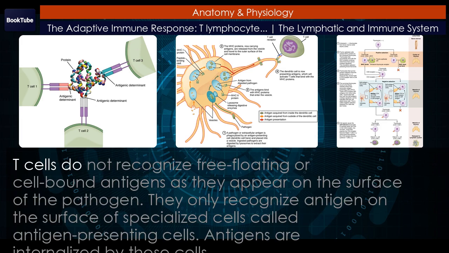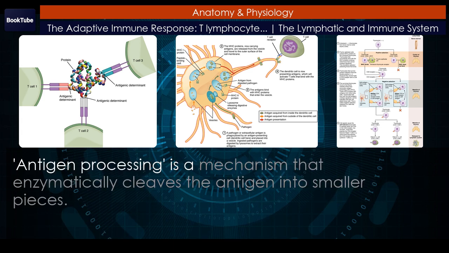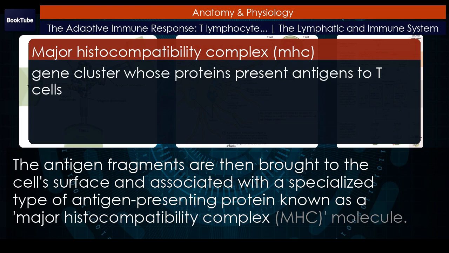T cells do not recognize free-floating or cell-bound antigens as they appear on the surface of the pathogen. They only recognize antigen on the surface of specialized cells called antigen-presenting cells. Antigens are internalized by these cells. Antigen processing is a mechanism that enzymatically cleaves the antigen into smaller pieces. The antigen fragments are then brought to the cell's surface and associated with a specialized type of antigen-presenting protein known as a major histocompatibility complex (MHC) molecule.